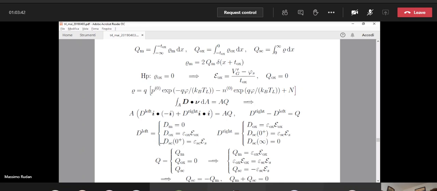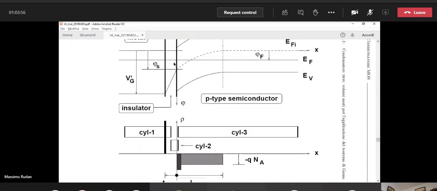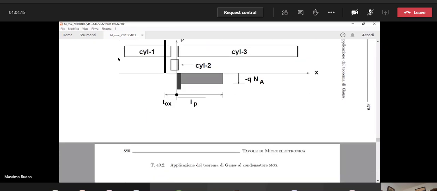And this is equal to the semiconductor permittivity times the surface field in the semiconductor. So the surface field in the semiconductor is the electric field that corresponds to this point here, but on the side of the semiconductor. So it is the slope of the dashed line here calculated in the origin. This is for the contribution of the left face of cylinder 1, 2, and 3.